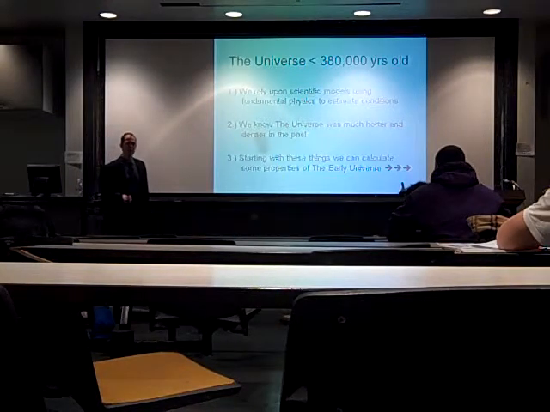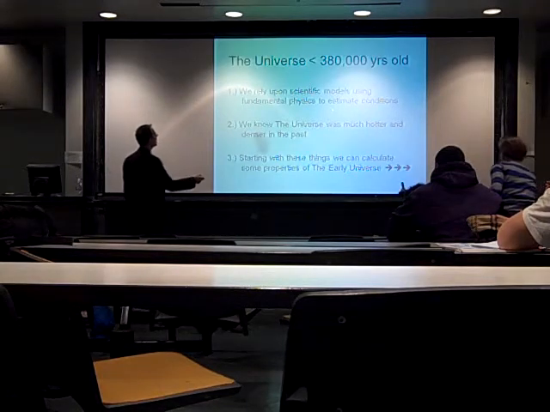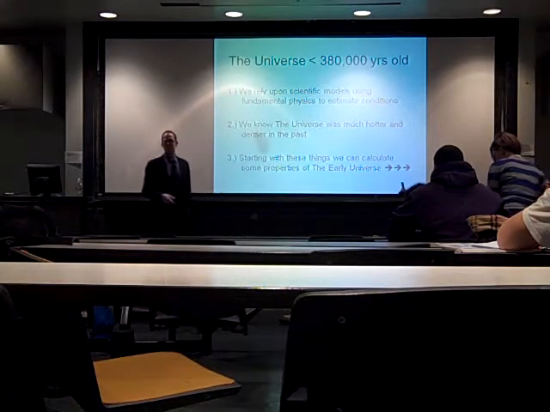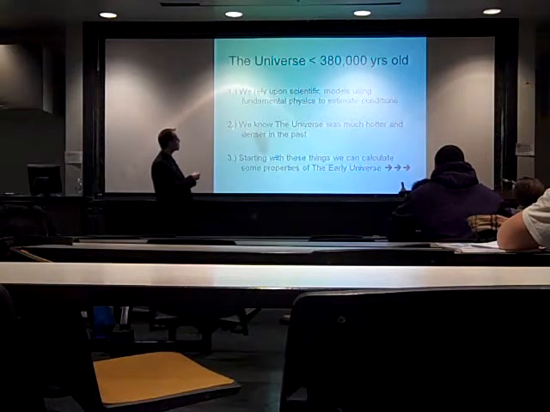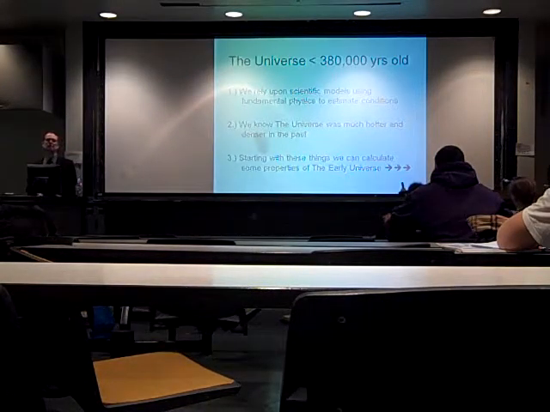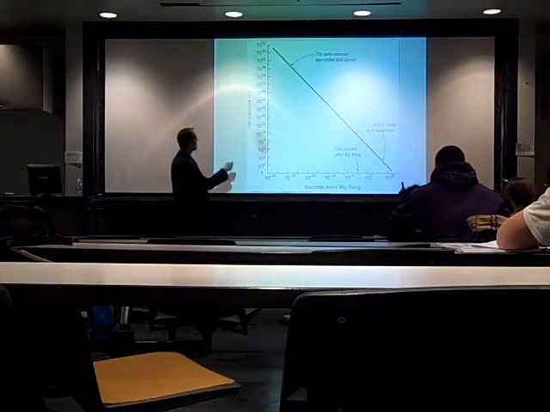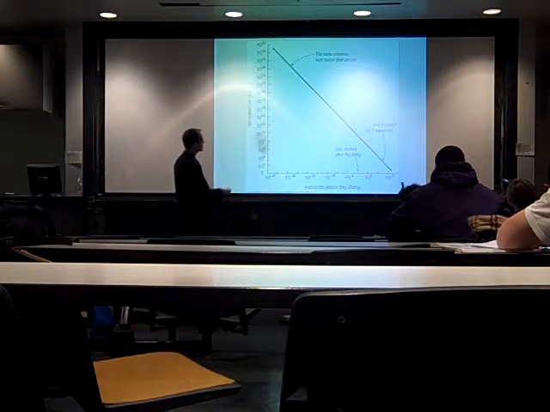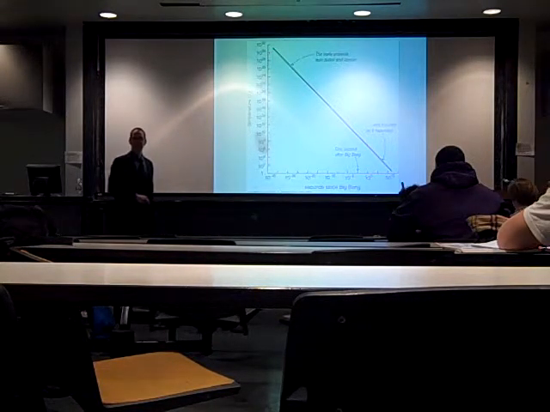So how do we know anything about the universe before our first observation? Well, we have to use scientific models, fundamental physics, particle physics. We certainly know the universe was much hotter and denser in the past. And using these properties, we can calculate some properties of the early universe. So again, we believe the temperature was much higher when the universe was much younger. So we're going to go all the way back to 10 to the minus 45 seconds after the universe came into existence.